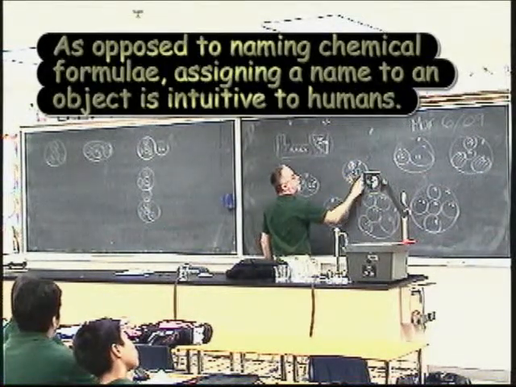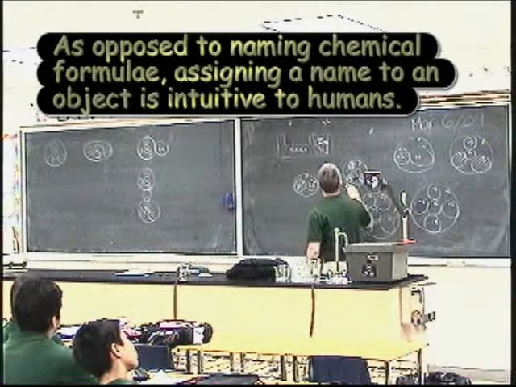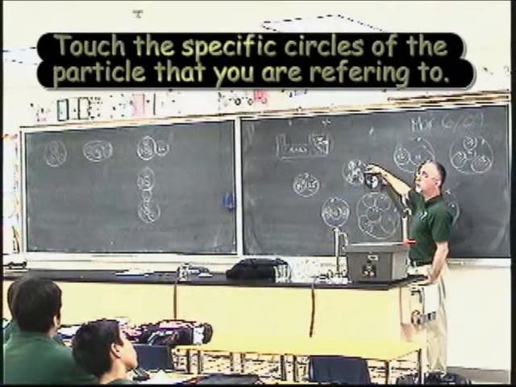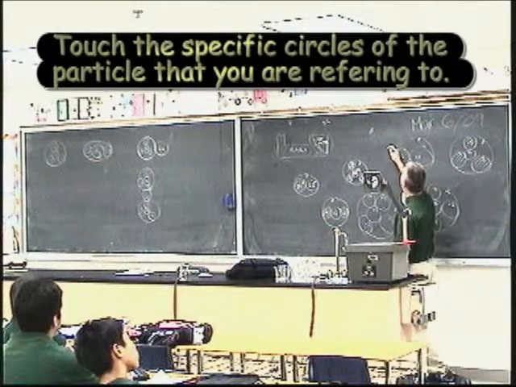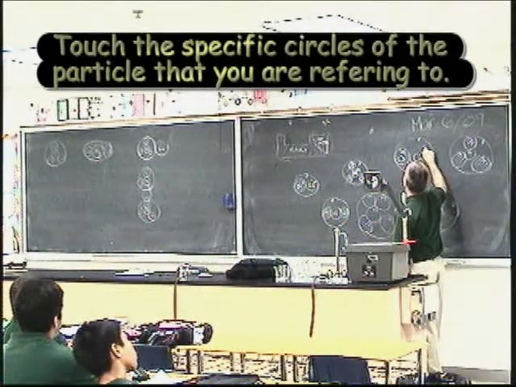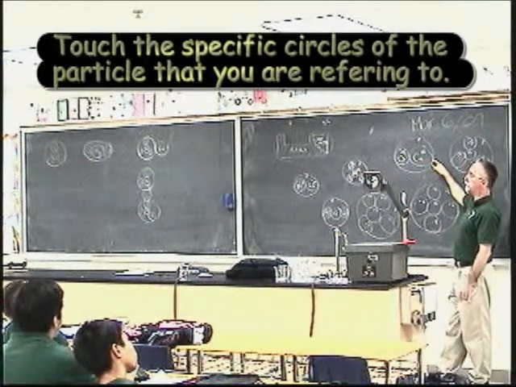Minus, minus, minus. Minus Cl. Minus Cl. Minus Cl. Al plus 3. This stuff is called aluminum chloride.